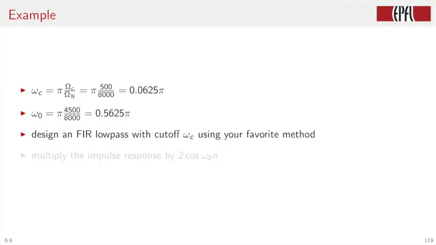Finally, we multiply the impulse response by 2 times cosine omega naught n. This will modulate this low-pass filter to the proper location, which through impulse invariance will be 4,500 Hz.